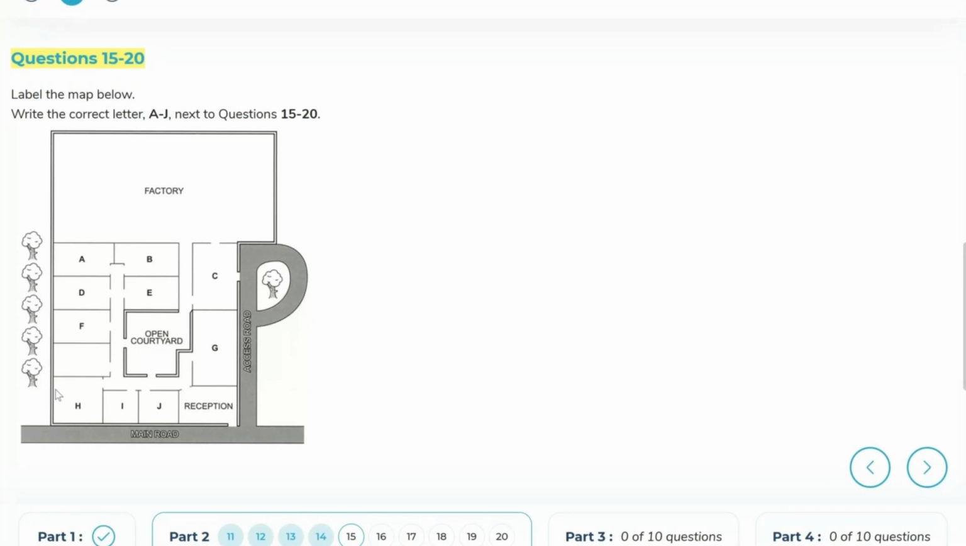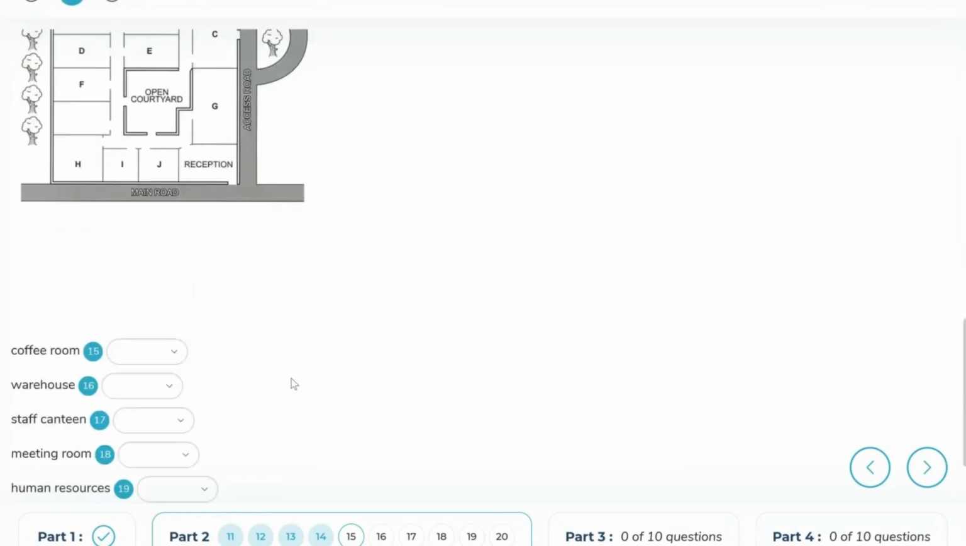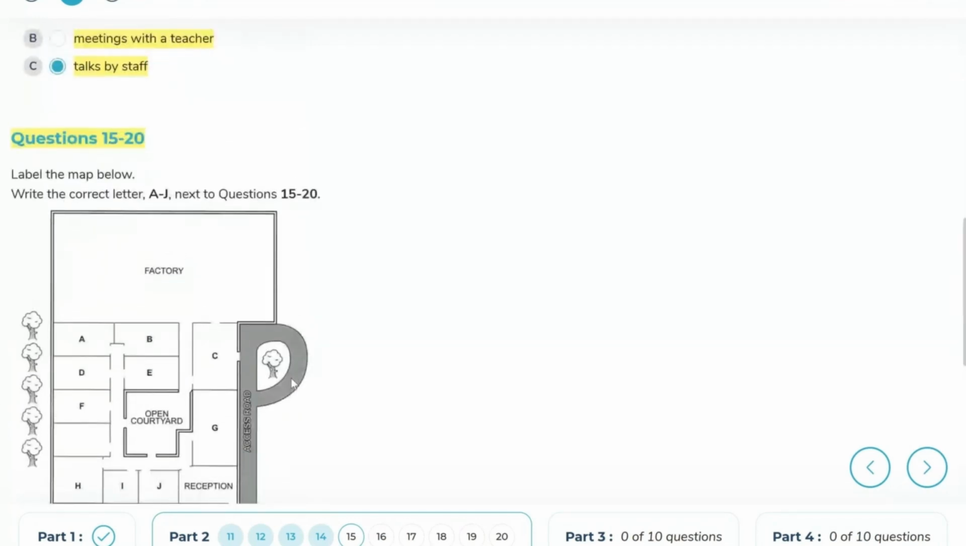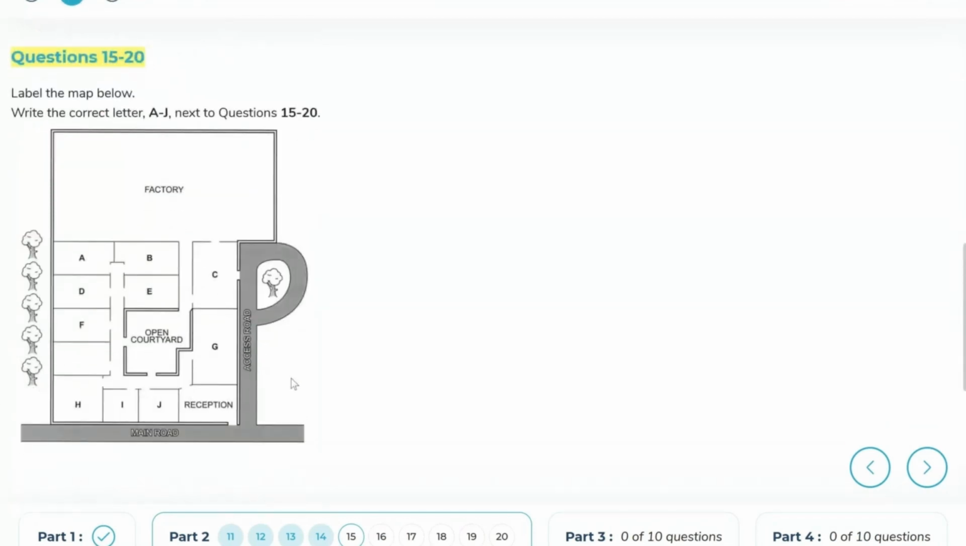That is option H. Okay, and if they say anything with the rows of trees or with woods, it means it's going to be option A, D, F, and all that. And if it is closer to the factory, it's going to be like this. Now, the first thing is coffee room. Now, please take a look at the map and locate coffee room. Okay, please, let's get started.